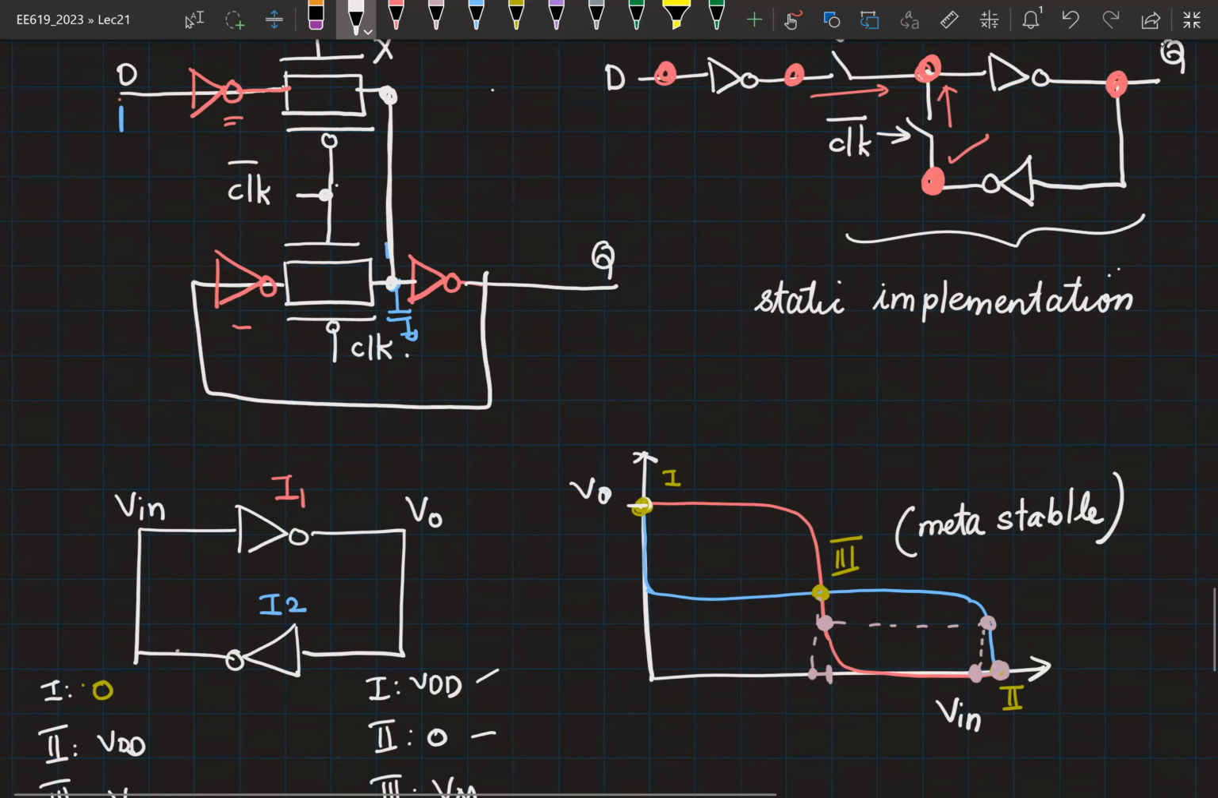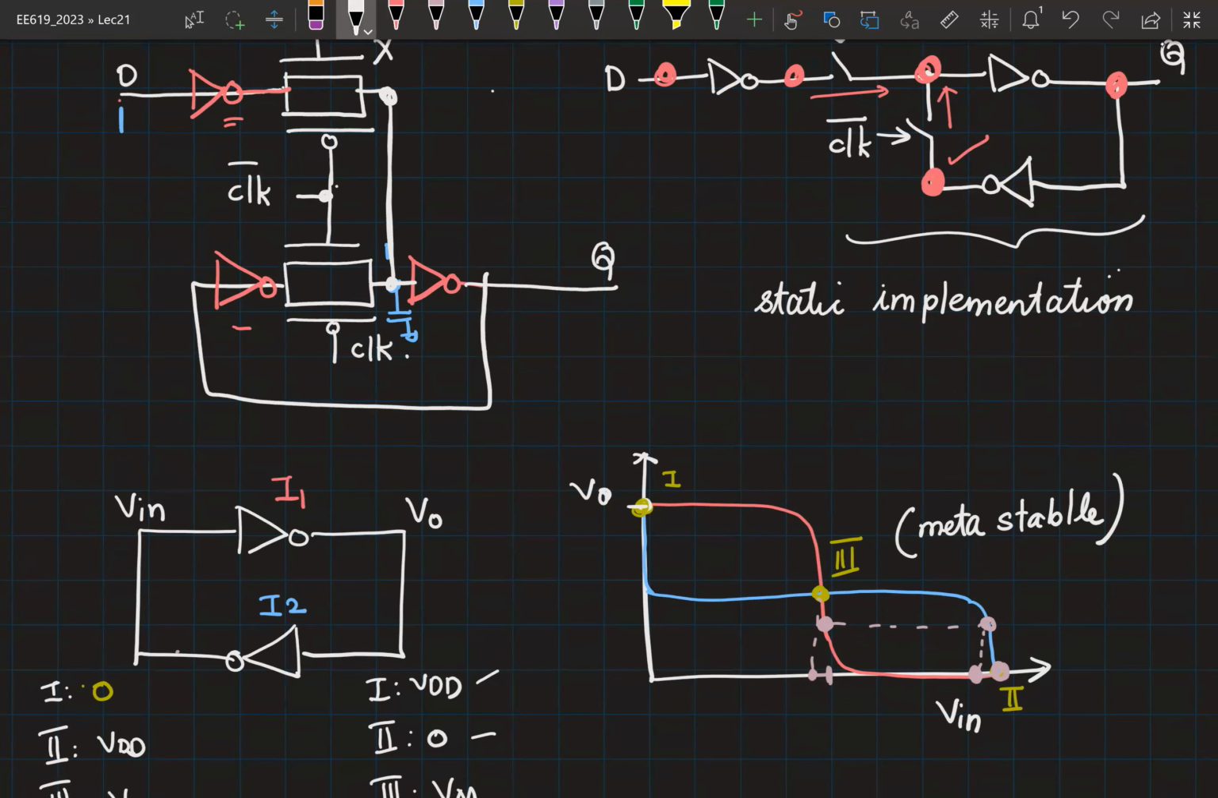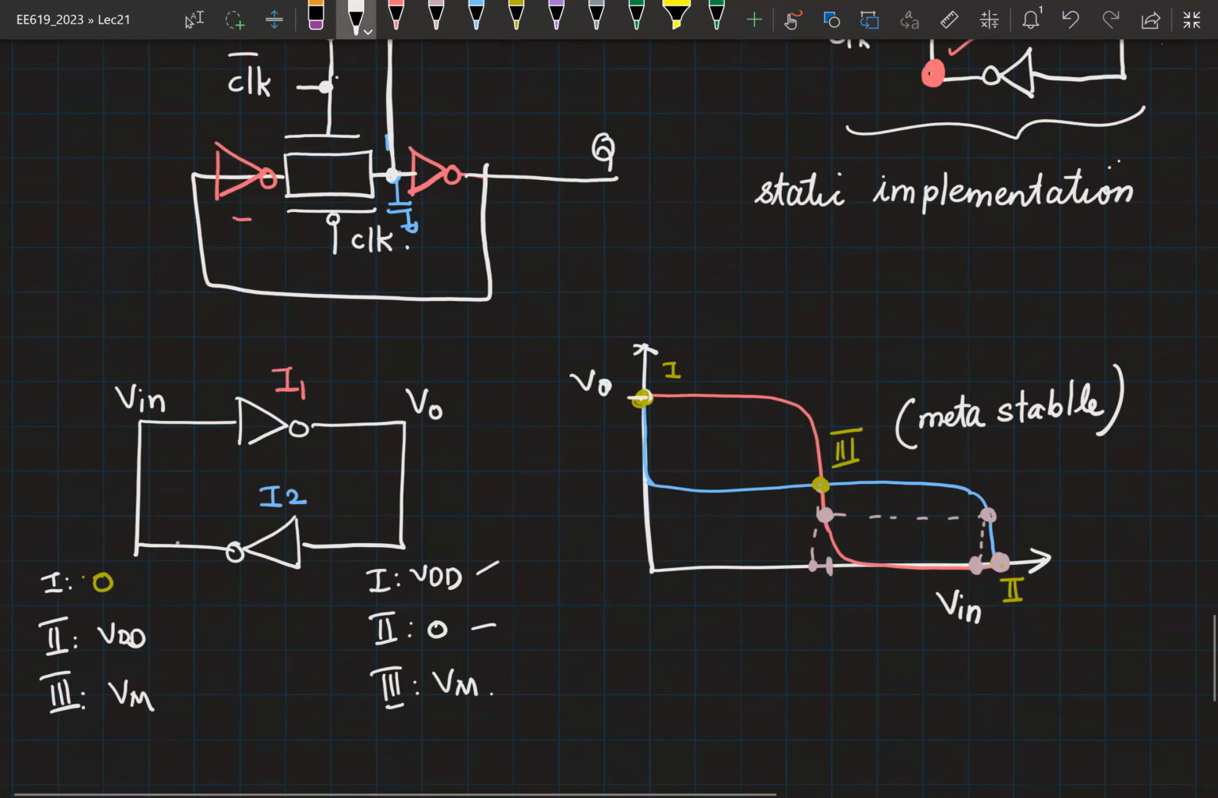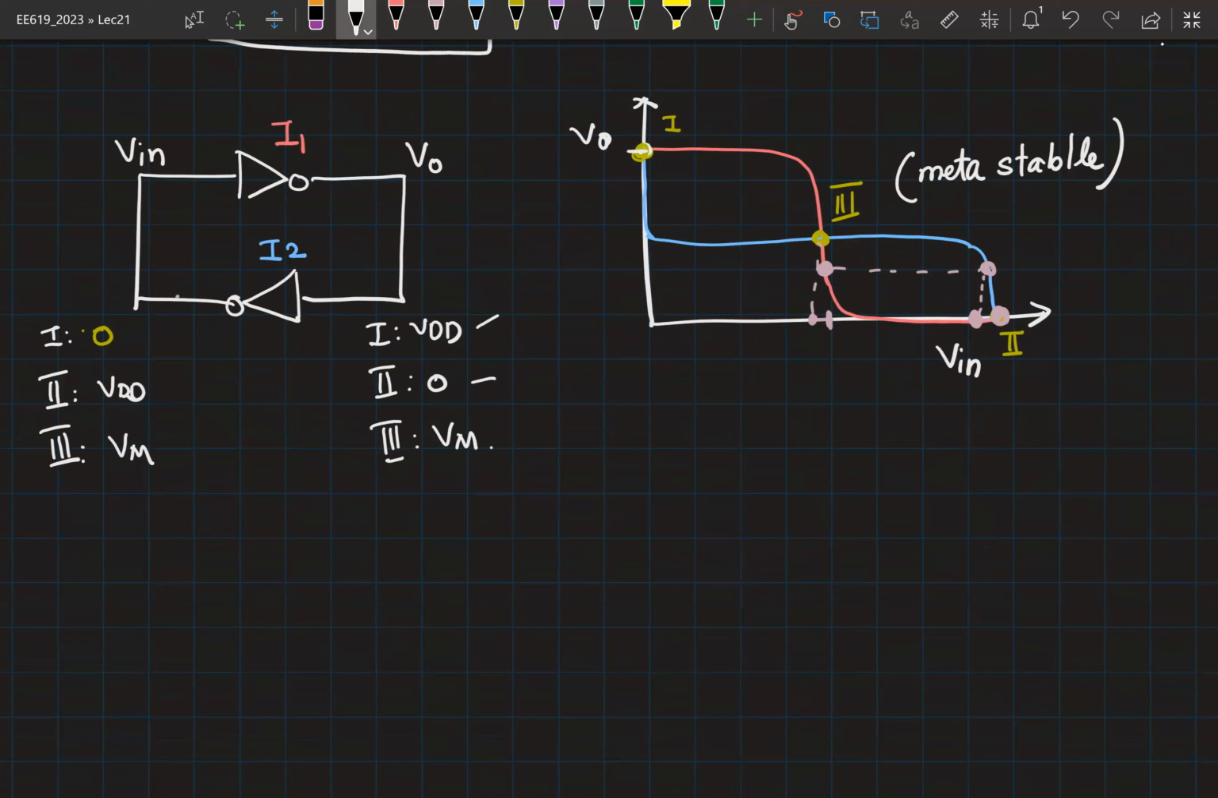And because this is in positive feedback, if you are very careful in the way you are setting up this circuit, if you make sure this logic is nicely settled, then you don't have to worry about metastability because you are starting off with either region 1 or region 2. Okay. So any questions on this?